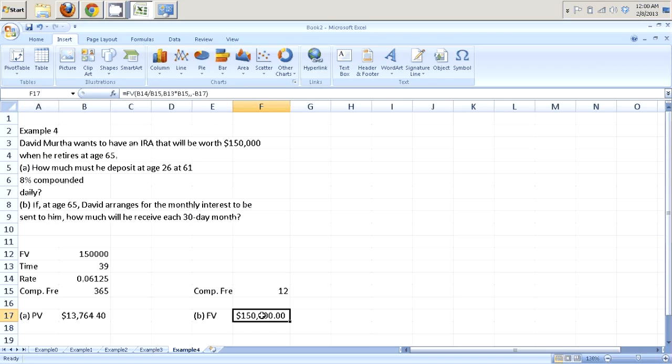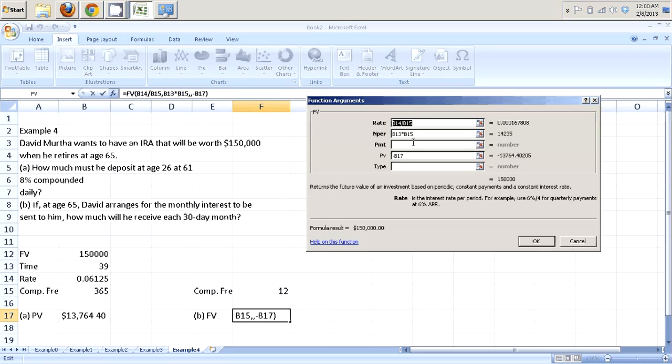Except I missed something. The time is not the number of periods. He wants it to happen in 30-day months. He wants it to happen in B13, which is 365 times a year. The compounding frequency is the amount of a year. So I've got 1 month, and it happens the compounding frequency times that. So I've got 365 times 1 month divided by 12.